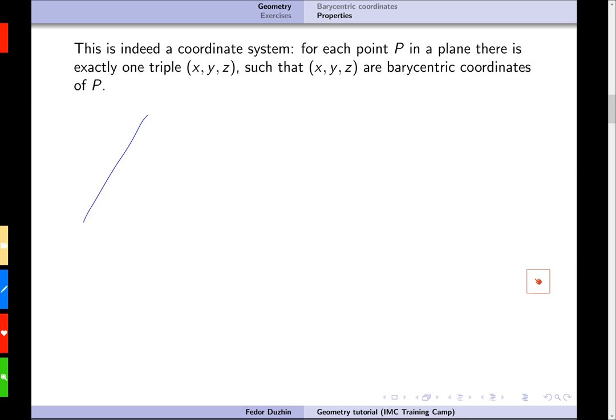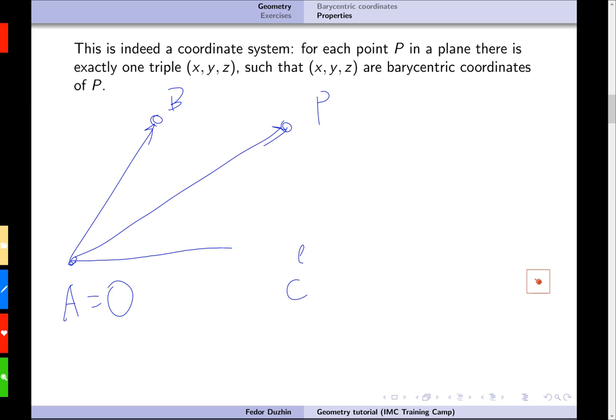So we have, let's say, A, B, and C, our 3 points. Generally we could choose the origin somewhere, but let's just put the origin into A. So our origin is going to be the same as A. And then we have our point P. So then we have our vector from A to B, from A to P, from A to C.